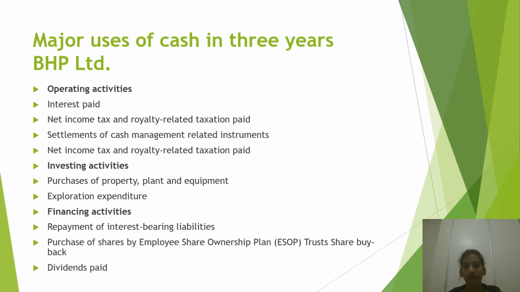The major use of cash in 3 years in BHP Ltd. In operating activities: interest paid, net income tax and royalty related taxation paid, and settlement of cash management related instruments. In investing activities: purchase of property, equipment, and exploration expenditure. In financing activities: repayment of interest bearing liabilities, purchase of shares by the employee share ownership plan, ESOP trust, share buyback and dividends paid.